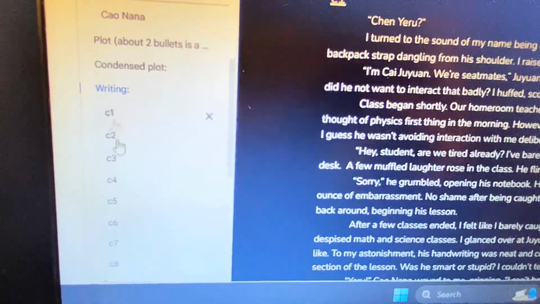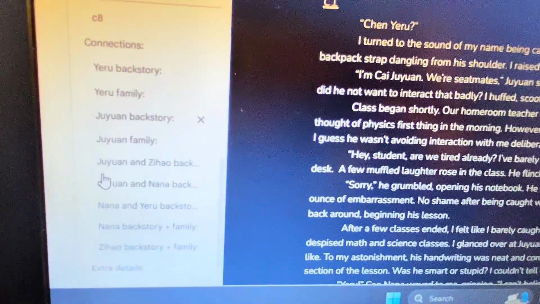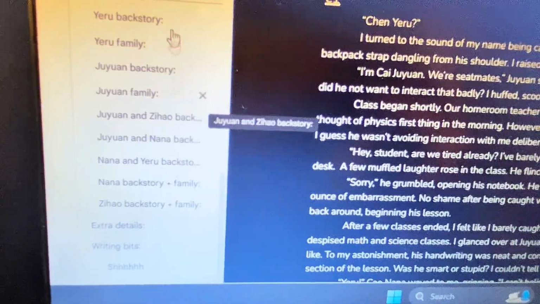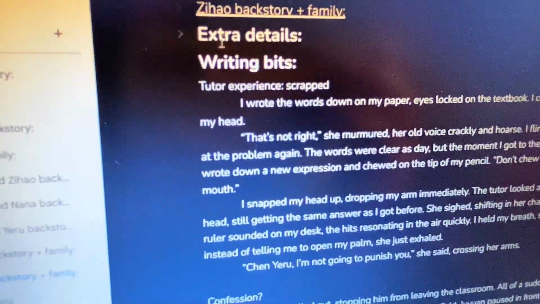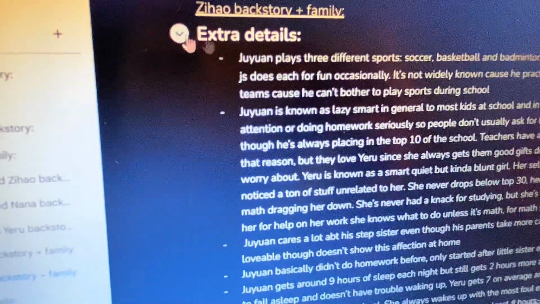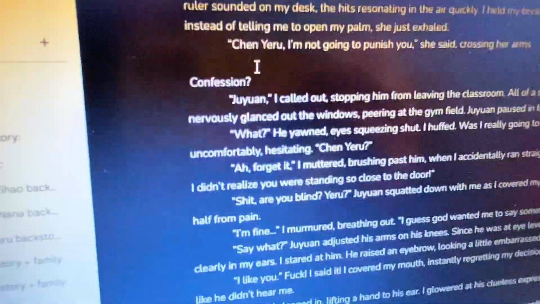I also write about their family or their backstory, and I try to make them not repetitive. So I usually check back and forth between the characters as well, because I am able to come up with a lot of types of backstories. So, that's basically my writing process.